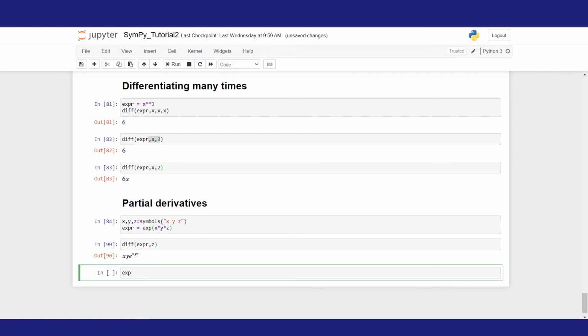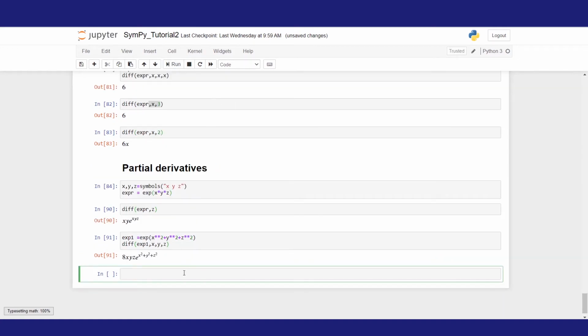Let's say exp1 equals exponential of x squared plus y squared plus z squared, and then we need to differentiate this partially, so that will be the diff of exp1. We need to differentiate x, y, and then z. So if I run that, that will give us 8xyz times e to the power of that, and so on.